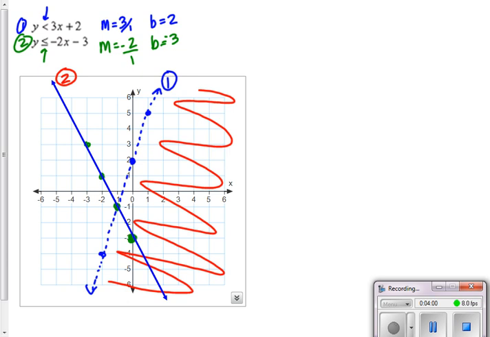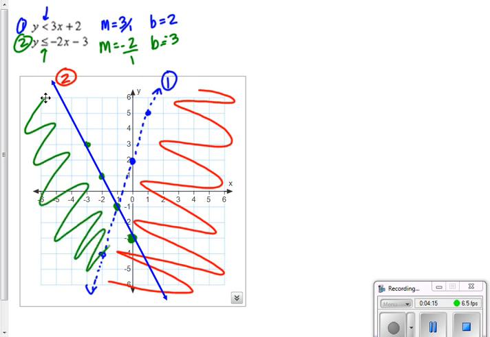Now that I have that boundary line graphed, I need to go ahead and figure out my shading. My shading is less than or equal to. A less than would be below the line. So again, I'll shade below the line. And when I start shading below the line, you can see where the red and the green come together here. The red and the green come together, darken it in. That is your solution for these two inequalities. Those solutions will work for both graphs.